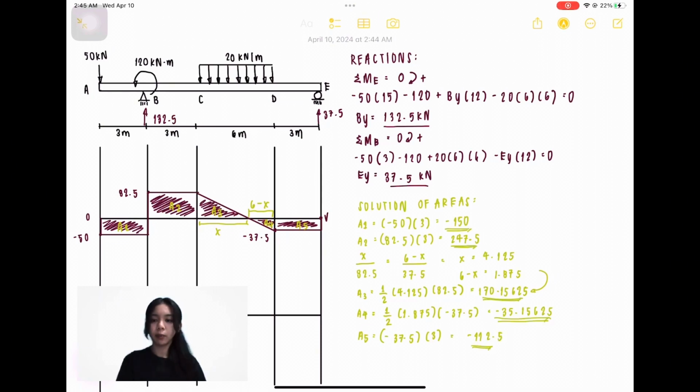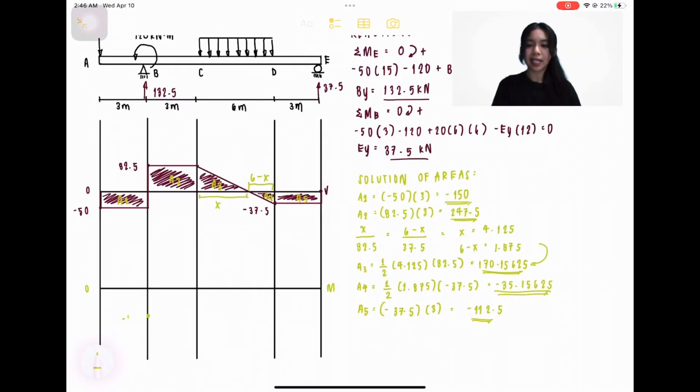Finally, we can now draw the moment diagram. You can pause this video and try to draw the moment diagram on your own, then we can check after if you got the same answer. From 0, draw a slanting line to negative 150. Hindi pa tayo pwedeng mag-proceed agad dahil mayroong given na counterclockwise moment na 120 kN, so it will be negative 150 plus negative 120, which is negative 270. After that, add the second area, 247.5, to negative 270, which equals to negative 22.5.